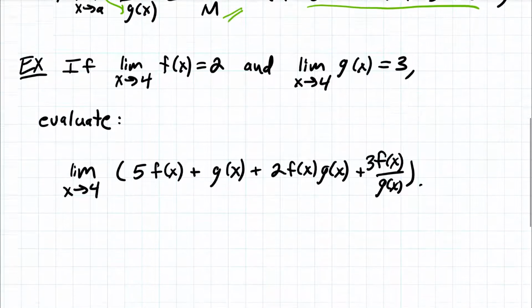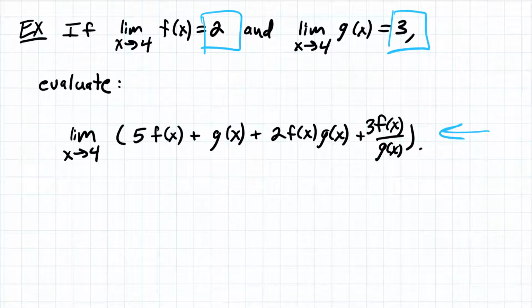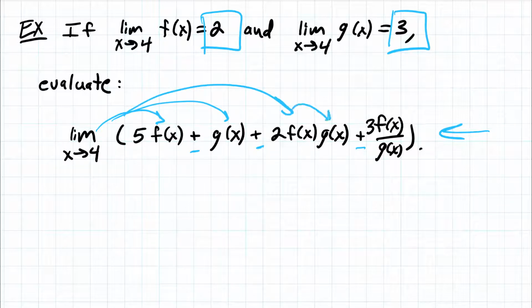Let's do an example. So suppose we know that the limit of f as x goes to 4 is 2, and the limit of g as x goes to 4 is 3. Then we want to evaluate this sort of crazy long expression over here. So it looks very complicated, but in fact, you can break it up into its pieces because it breaks up sums. All these sums will be broken up, and it breaks up products, and constants pull out. So the limit is just going to hit the f here, and it's going to hit the g there, and the f and the g there, and then the f and the g there. Okay?